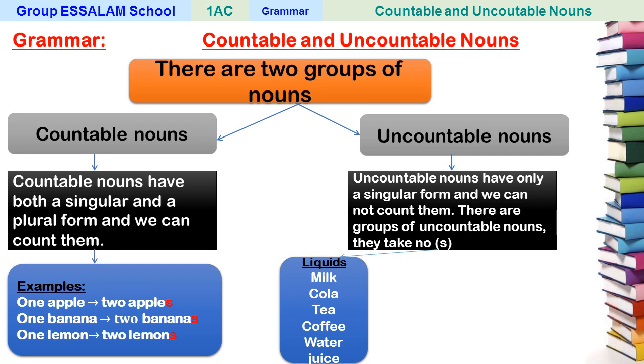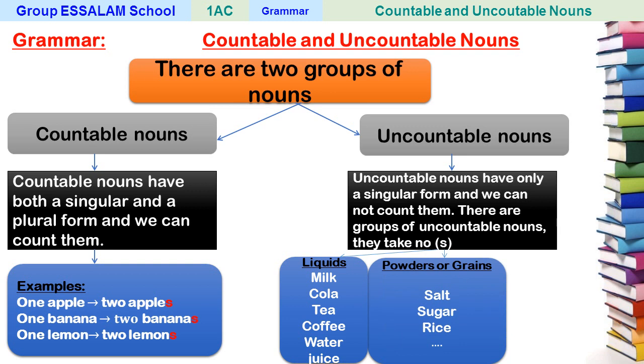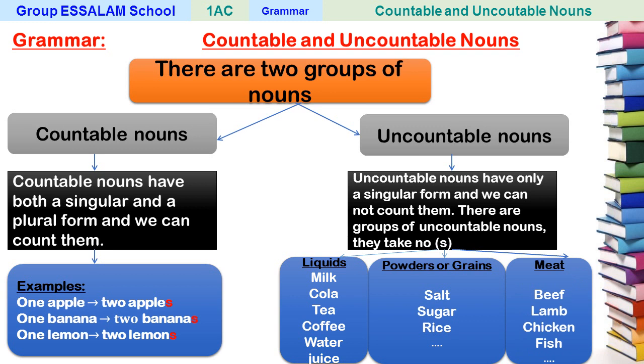Alright? Let's see now the second group, like powders or grains. For example, salt, sugar, rice, pepper, and saffron, cumin, and so on and so forth. The third group also is about meat. So we cannot count meat. For example, beef. Cannot say beefs. Alright? Lamb, chicken, fish, etc.